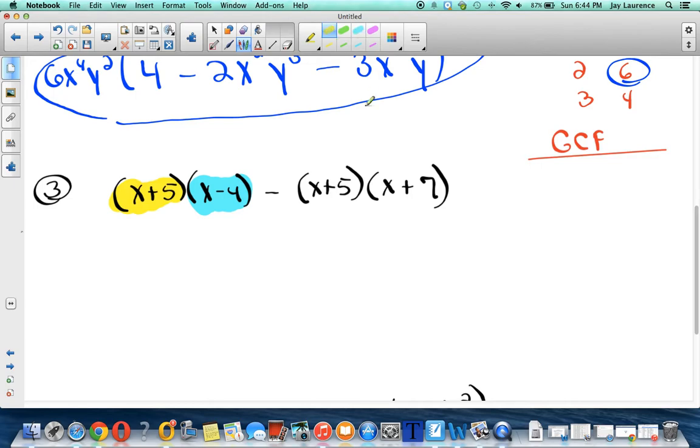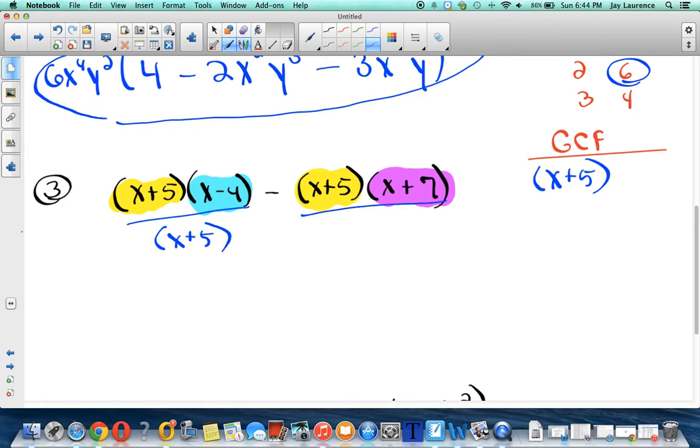Now, over on the right-hand side, I see an x plus 5. And so I did it in yellow because there's 1 on both sides. And then over here in x plus 7, I did it in a different color because it's not the same as an x minus 4. Well, what do you think my GCF is? What's common? What factor is common? The yellow one, the x plus 5. All right, so I'm going to divide by an x plus 5 on both sides of that negative sign. Now that negative sign is very important. I'm not going to lose them.